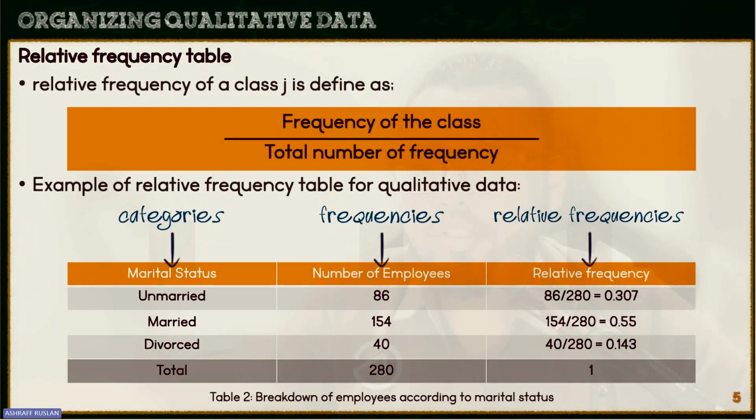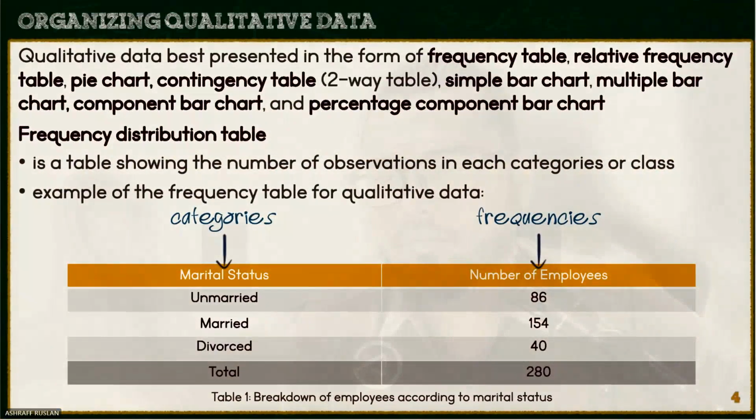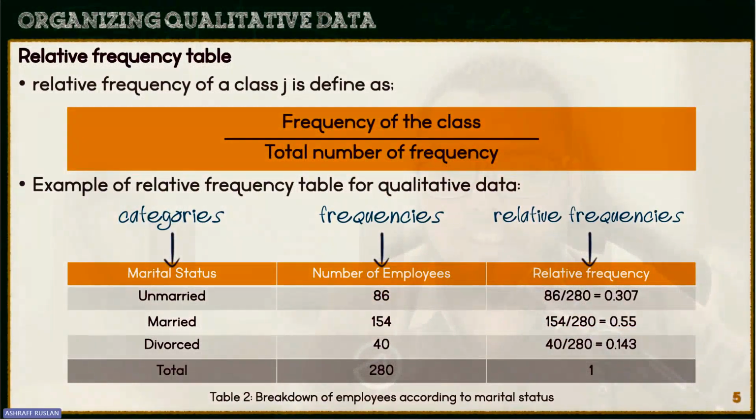Relative frequency table is defined as the frequency of the class divided by the total number of frequency. So we just extend from the frequency distribution table just now. But each frequency we need to divide by the total number of frequency, just like what you can see in our slide lah. This is what we call a relative frequency table.